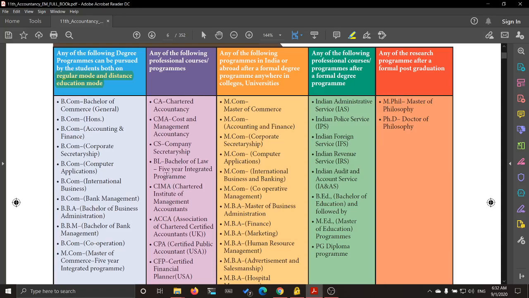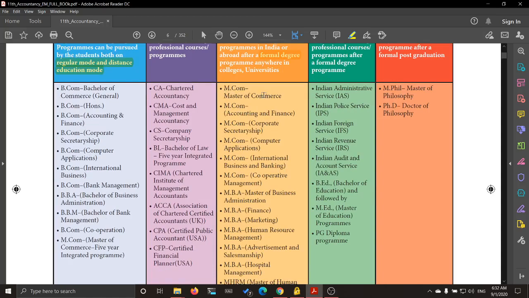That is really wise. Next, we are going to see the post graduation. These are the programs in India or even abroad after a formal degree. So after getting a formal degree only, you can go for post-graduation programs. This is MCom, Master of Commerce. Now you just saw BCom, Bachelor of Commerce. So after these 3 years, you go for MCom, Master of Commerce.